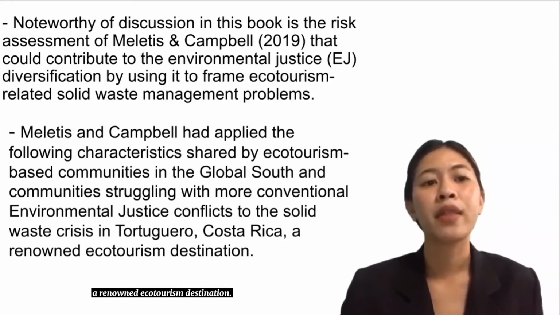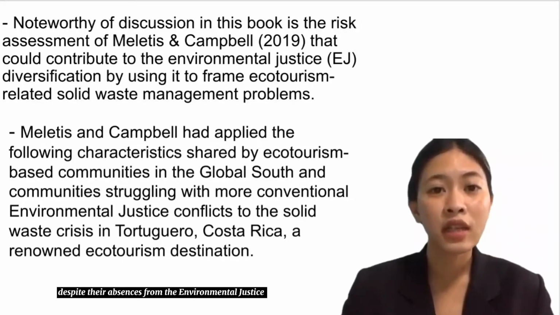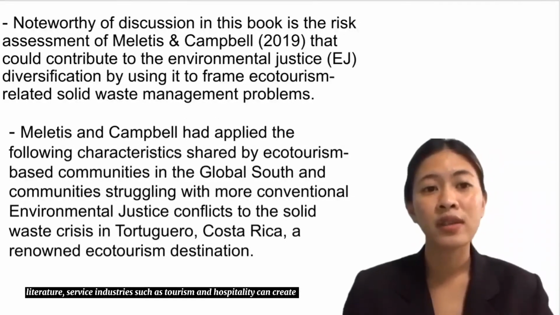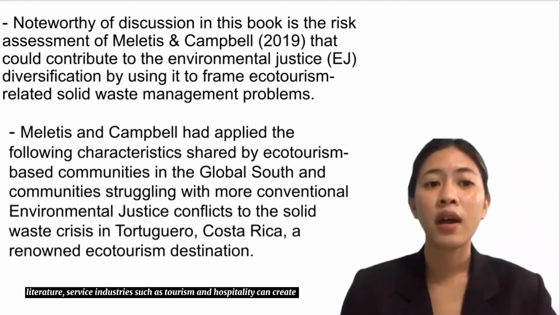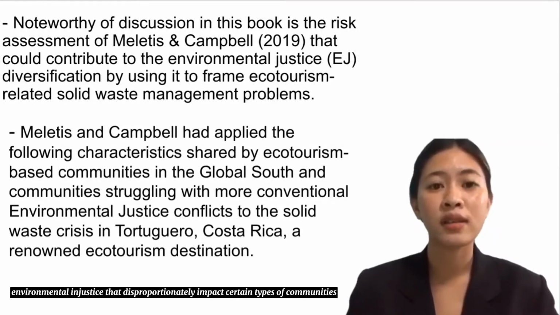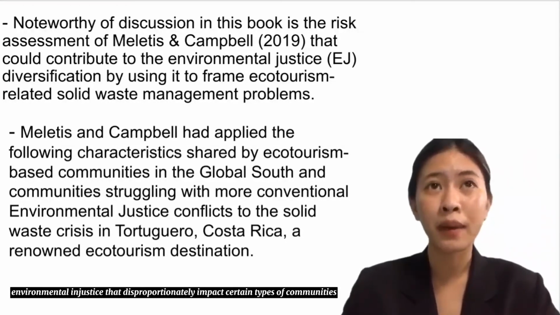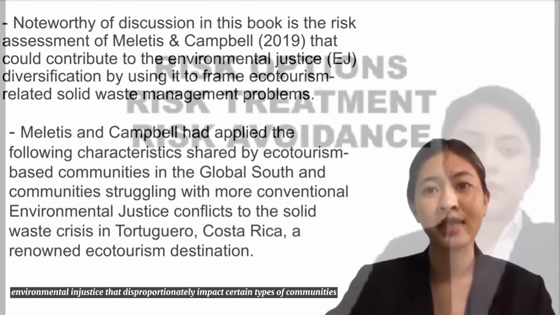So, despite their general absence from the environmental justice literature, service industries such as tourism and hospitality can create environmental injustice that disproportionately impacts certain types of communities.